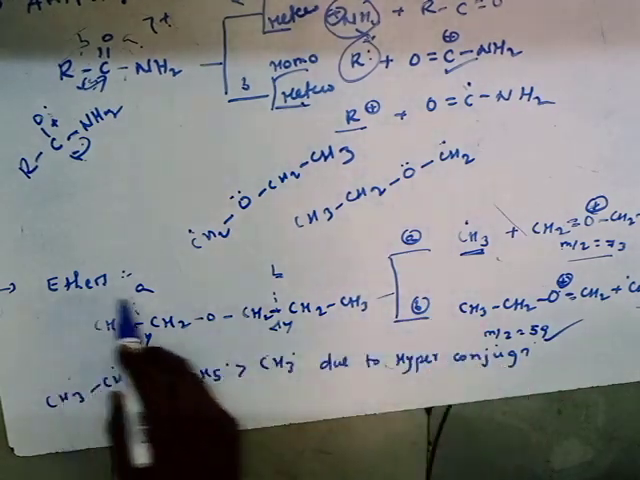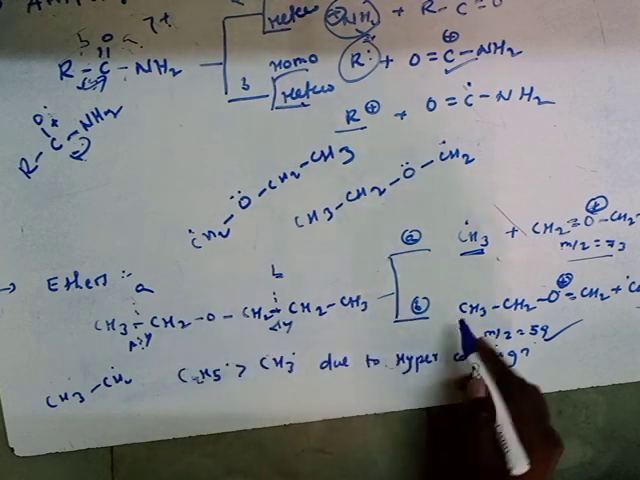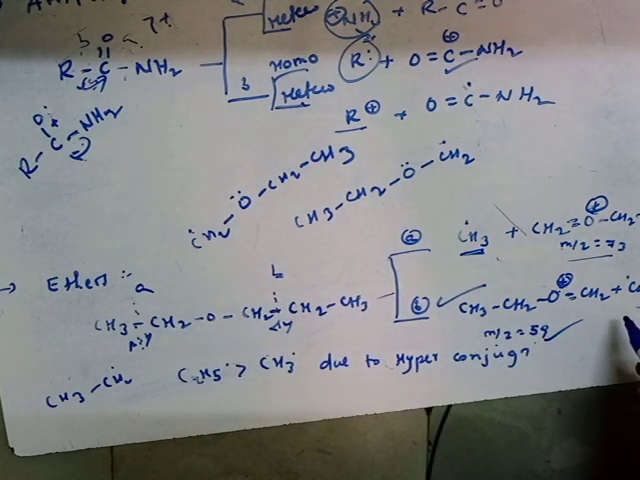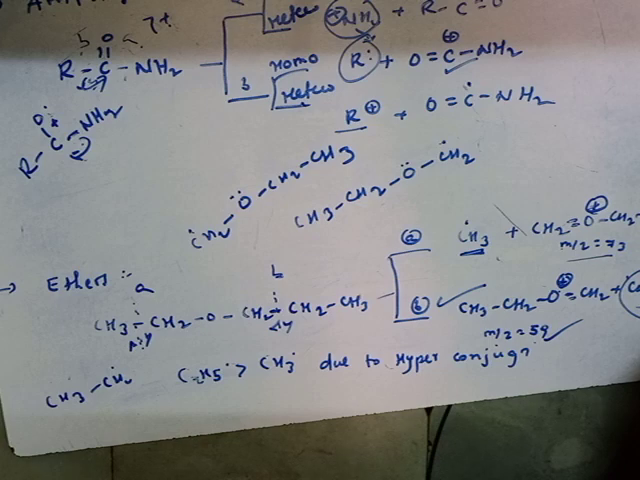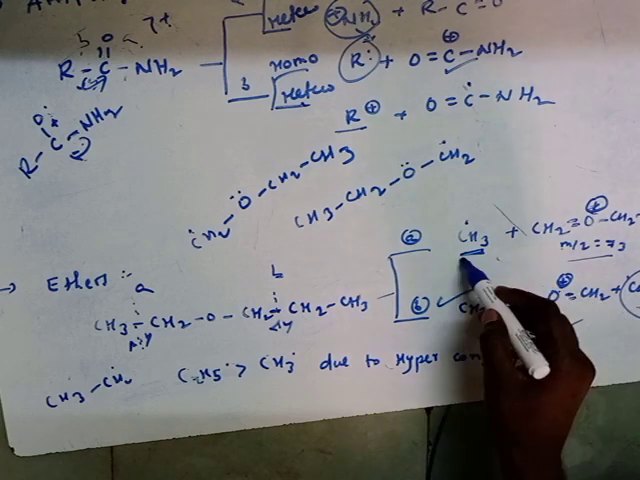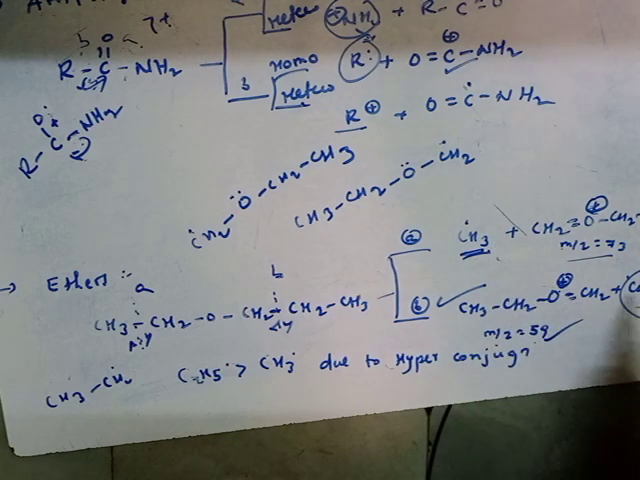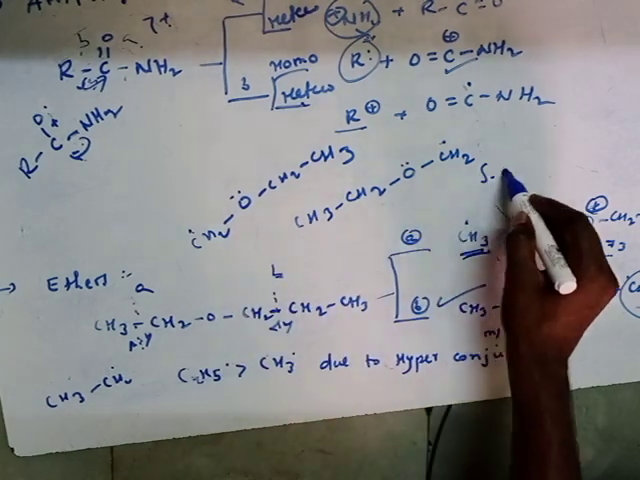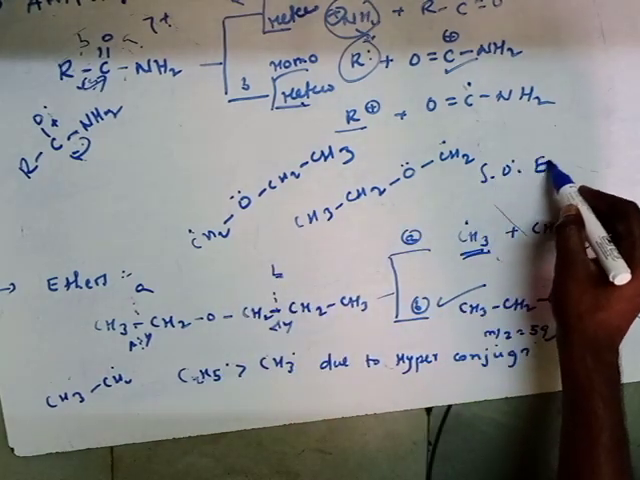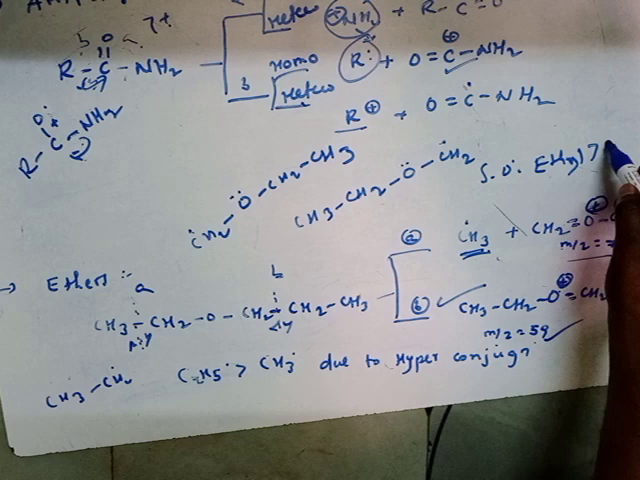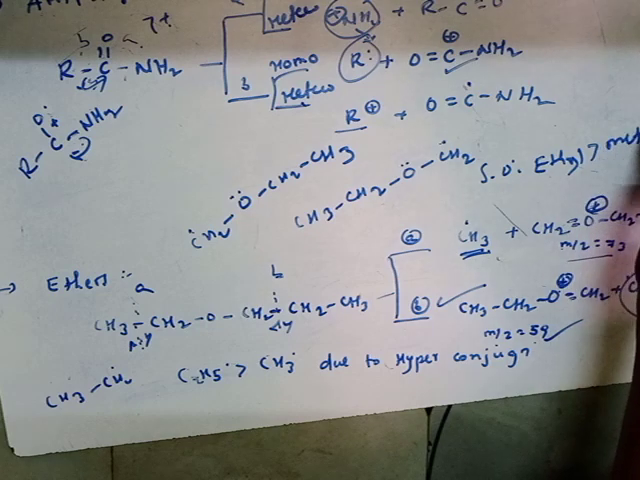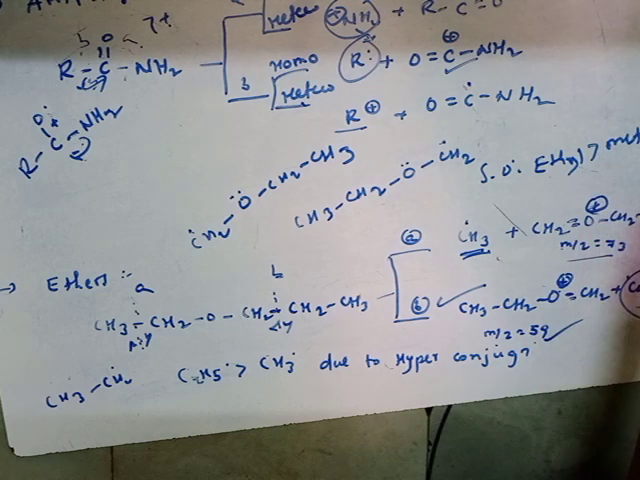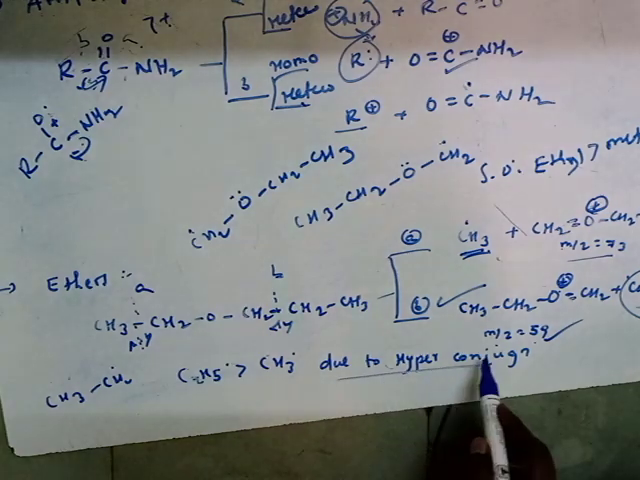And in ethers, in this type of example, B-type is more favored. Why? Because here an ethyl radical will be formed. Here a methyl radical will be formed. But according to the stability order, ethyl is more stable than methyl radical. This is due to hyperconjugation.